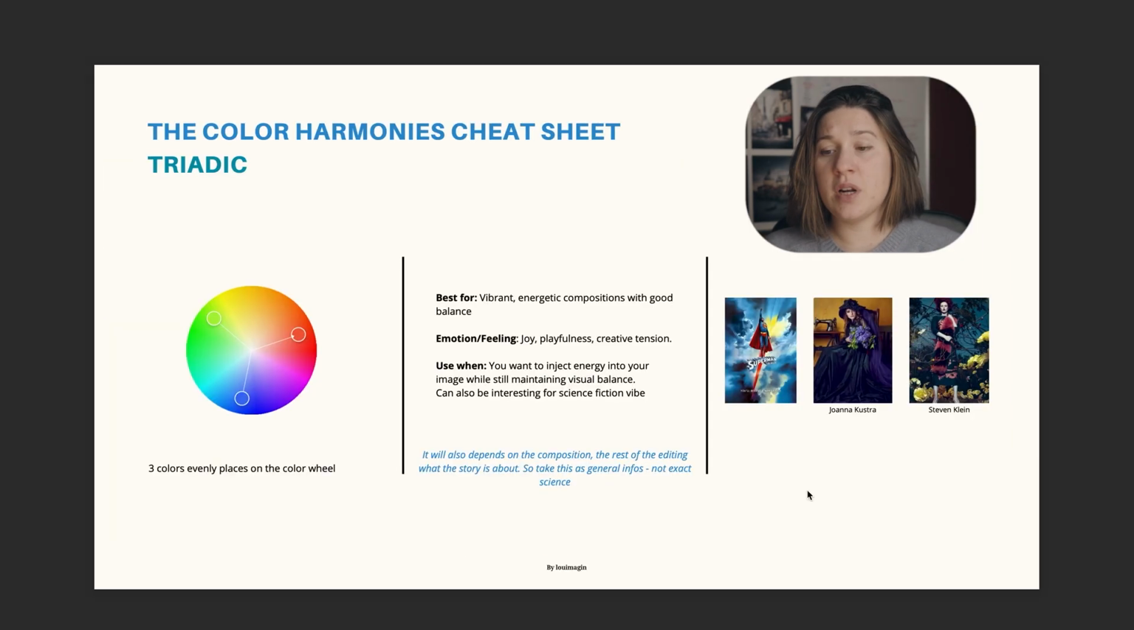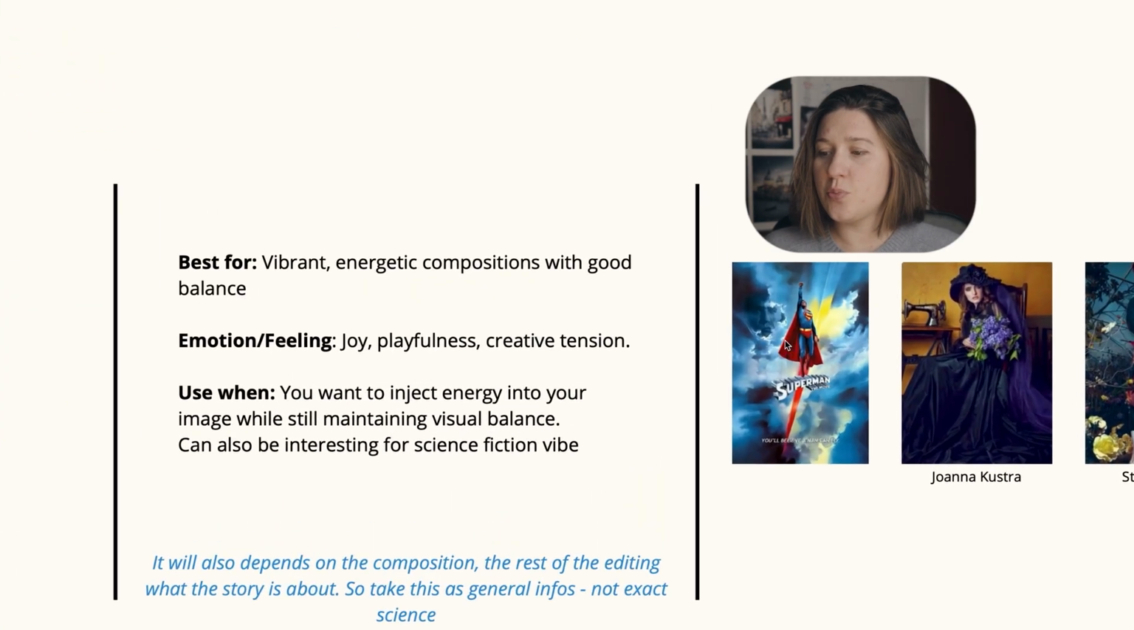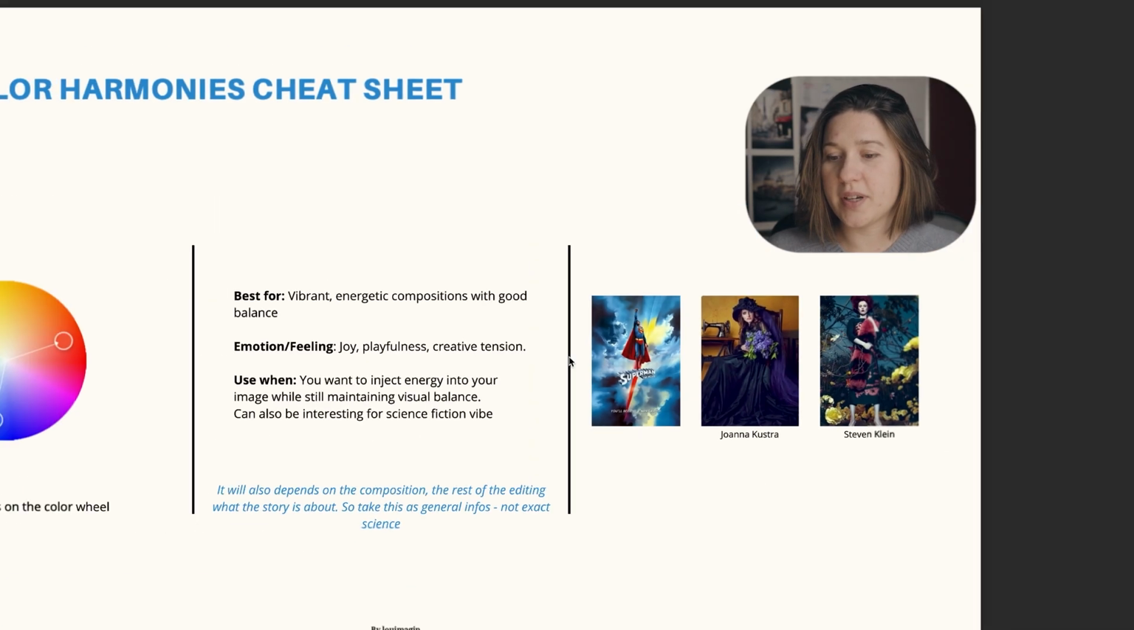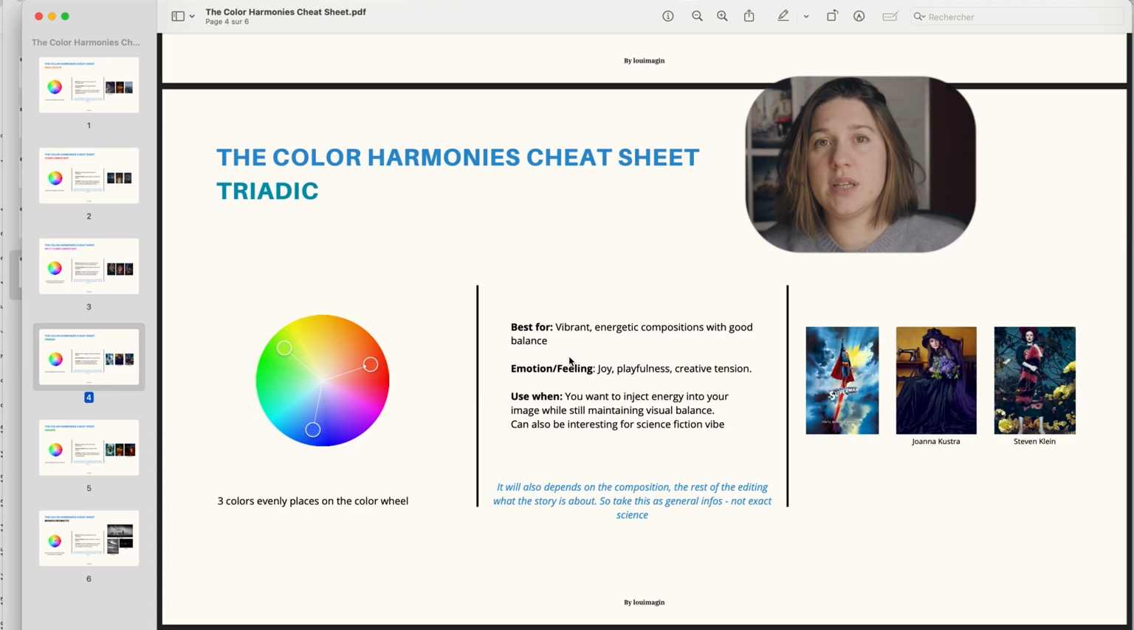Triadic has a similar vibe. It's not something you use to evoke peace, calm, quiet atmosphere. It's something you use for dynamism. I personally think that triadic works very well for a science fiction vibe, and actually superheroes often have triadic colors on their clothes, as you can see with Superman here. So yeah, this tool here is also inside of my color grading course called the Color Code. The link will be in the description.